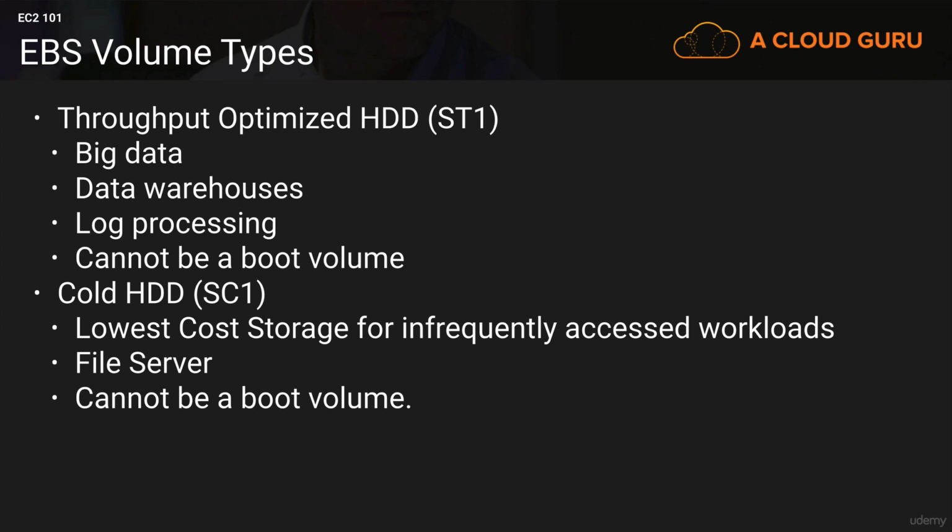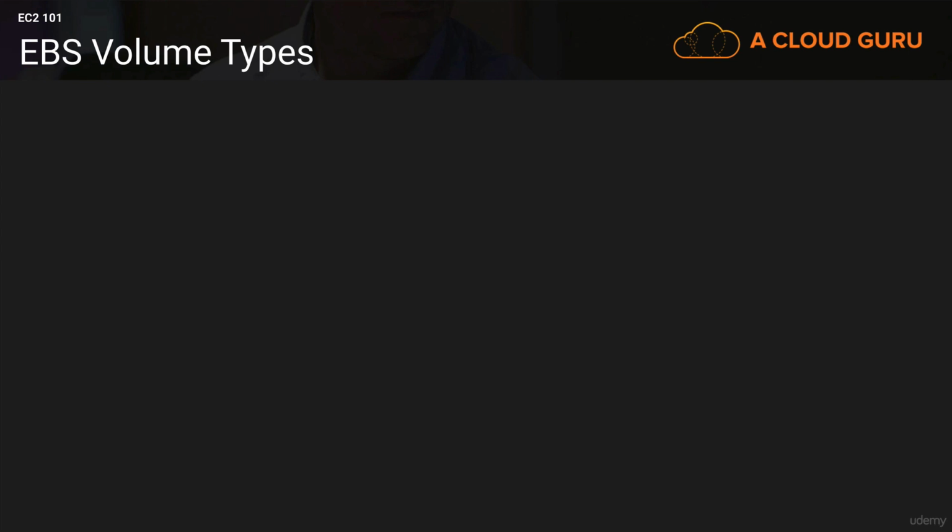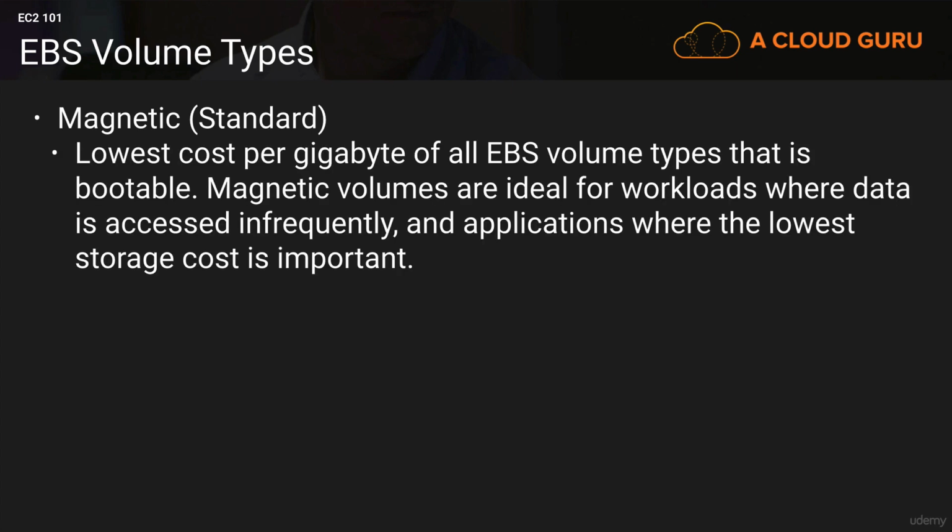So we've got two SSD types and we've got two magnetic storage devices. And then finally, we have the third magnetic storage device. This is magnetic standard, and this is the lowest cost per gigabyte of all EBS volumes that is bootable. So you can boot operating systems from this. Magnetic volumes are again ideal for workloads where data is accessed infrequently and applications where the lowest storage cost is important. And we're going to see this in the next lab.